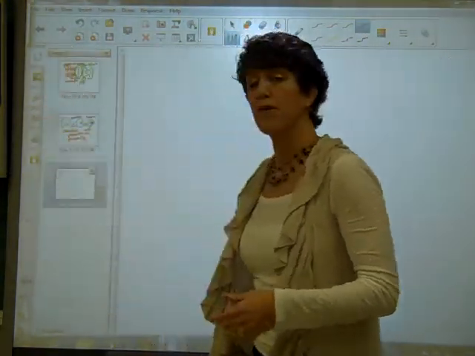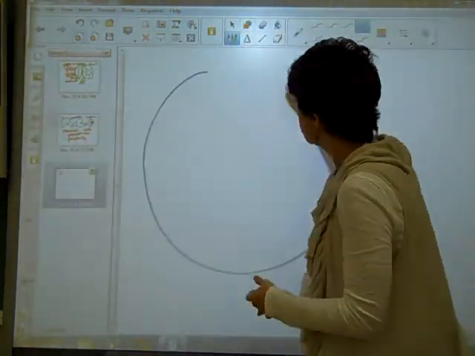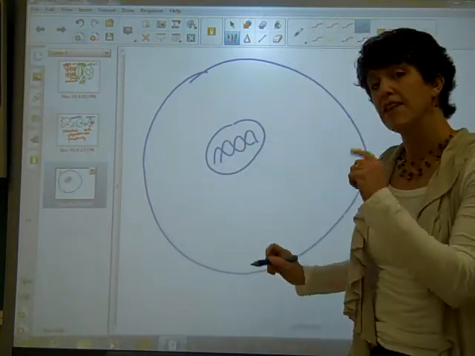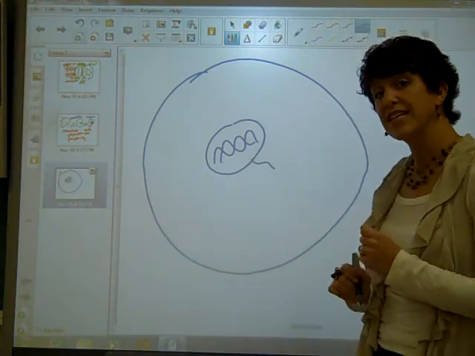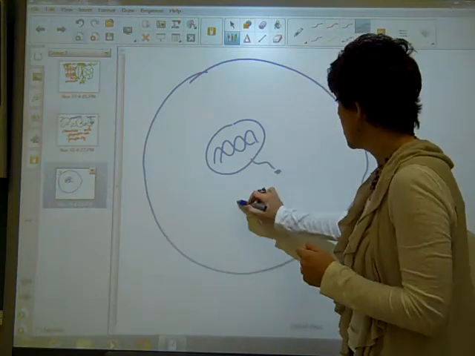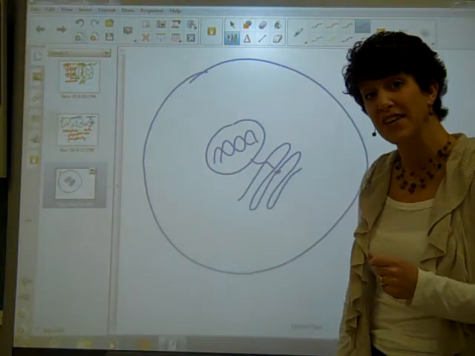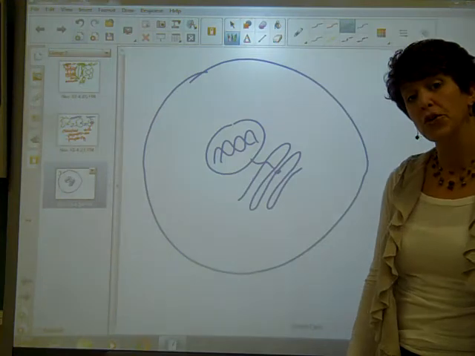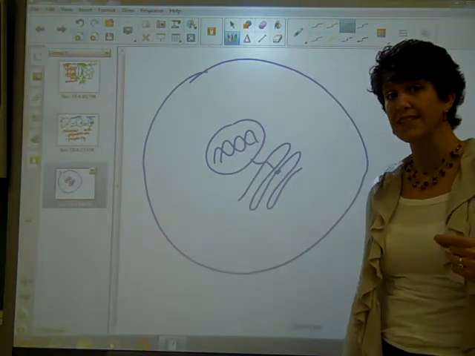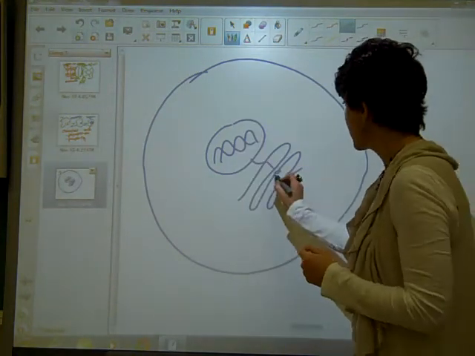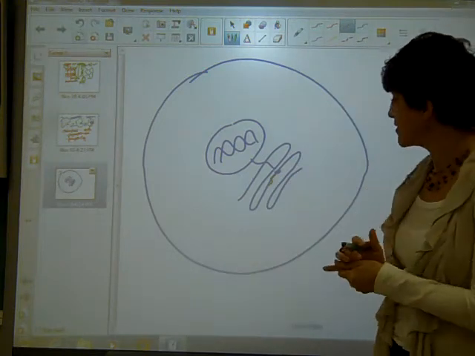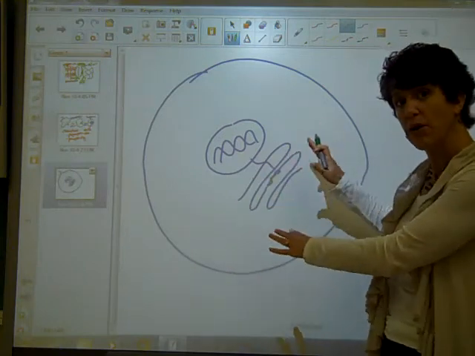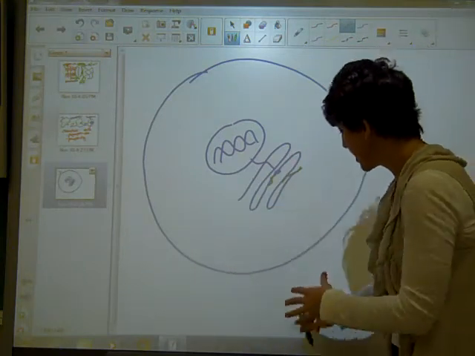If I could just refresh your memory, here is my cell, and here is the nucleus with that precious DNA inside. The RNA leaves the nucleus and goes to a ribosome. Here's a ribosome. The ribosome might be part of a series of ER, endoplasmic reticulum. That ribosome is capable of using the RNA from the nucleus and building a protein. So the green is going to represent this protein that I've built.